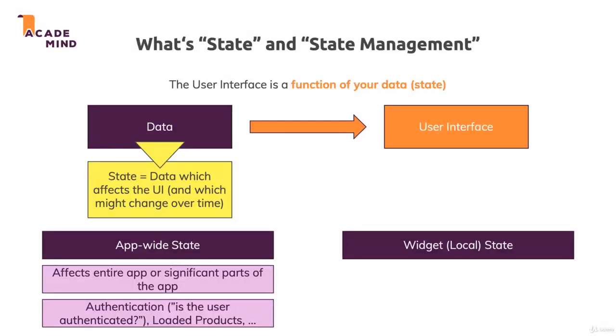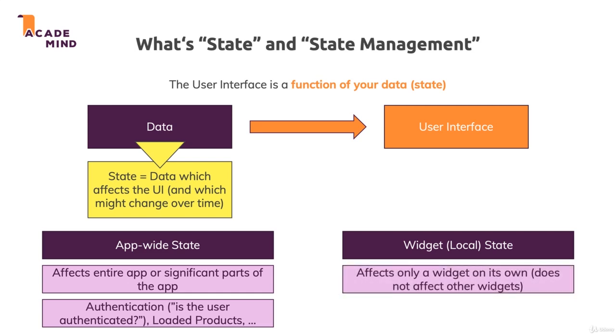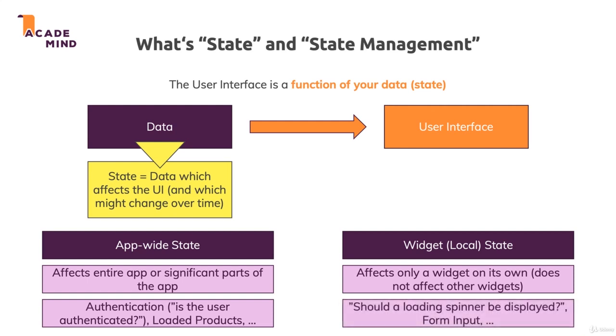And widget or local state, on the other hand, is really just state that affects only a widget on its own and does not affect other widgets. A typical example here would be a loading spinner. Should I display a loading spinner in this widget? This piece of information probably does not affect any other widget, but it's important for this widget and what you display in there. Or when you manage form input, so text input the user enters. Things like, is the data the user entered valid, or are there errors in the data the user entered? That's really only relevant to this widget because you might want to show an error message there. It's not relevant to a totally different part of your app.